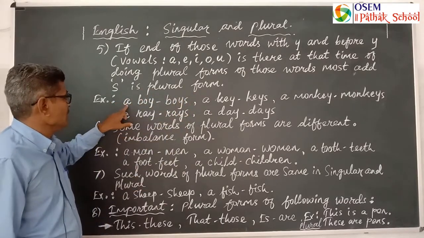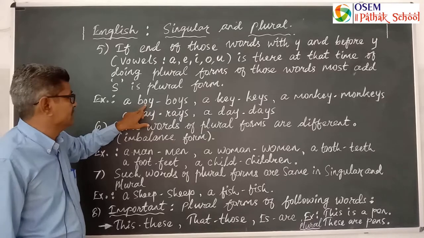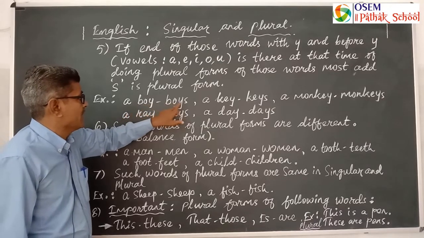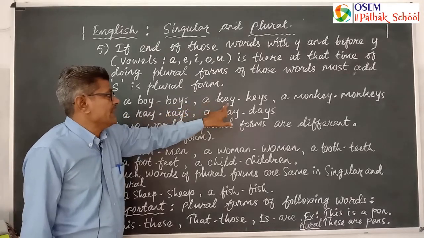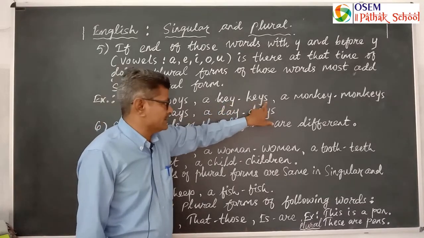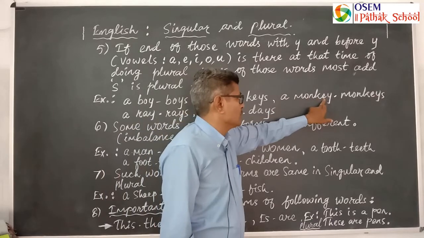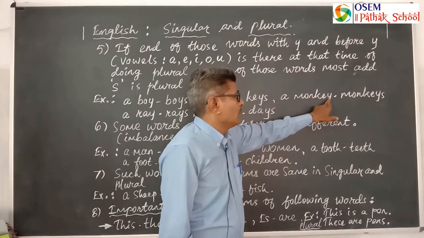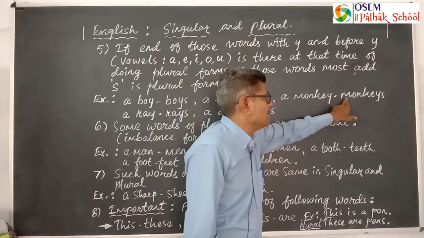Example, boy, O, vowel is here. So B-O-Y-S, only S I have to add. Key, K-E-Y, so E, vowel is there. So K-E-Y-S, keys. A monkey, M-O-N-K-E-Y. Before Y there is a vowel, E. So M-O-N-K-E-Y-S, monkeys.